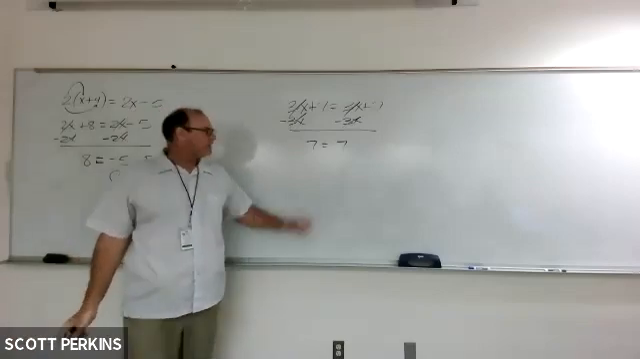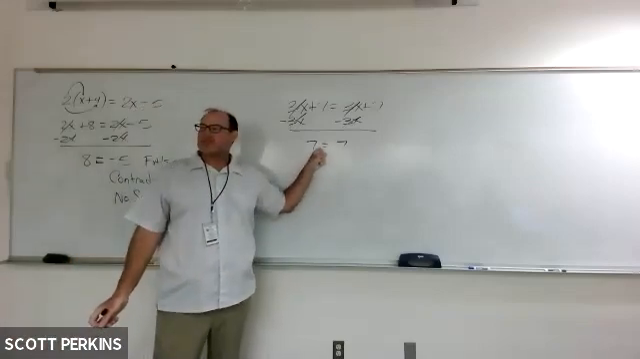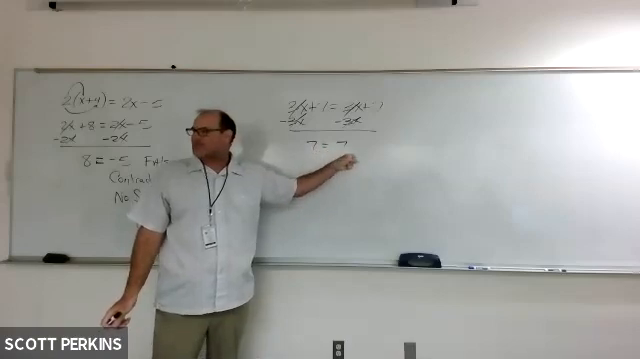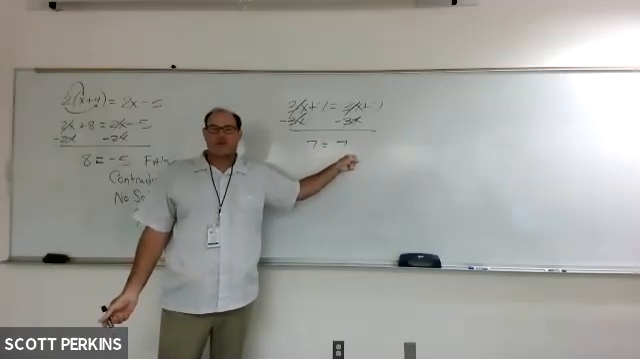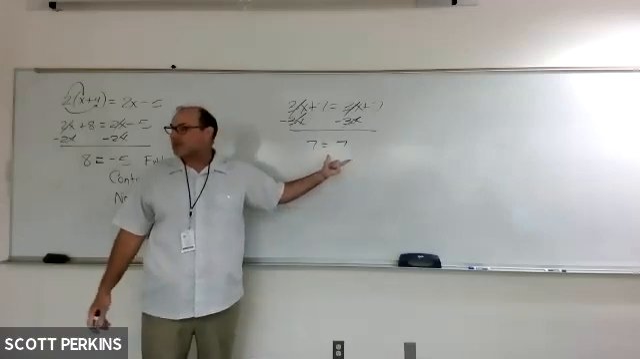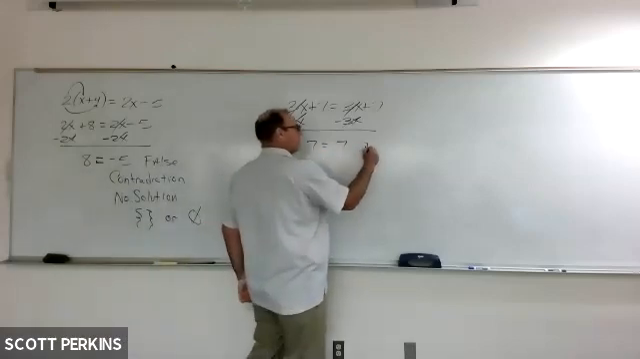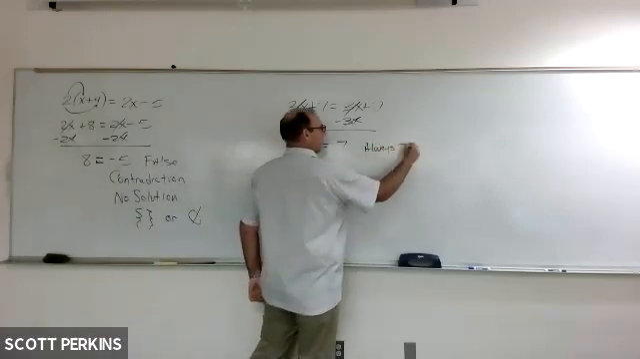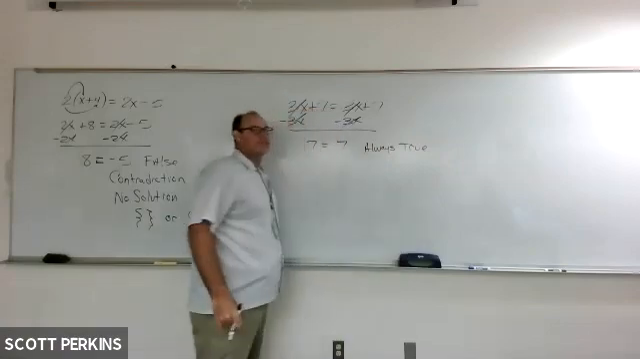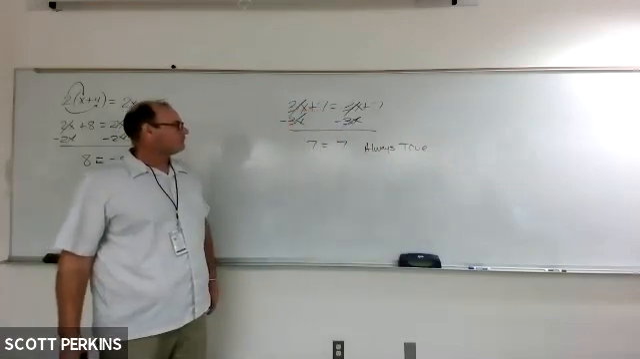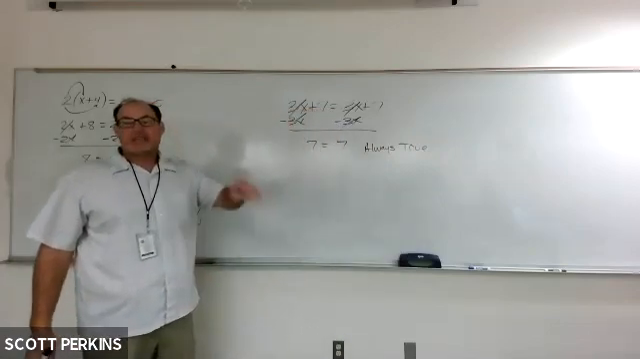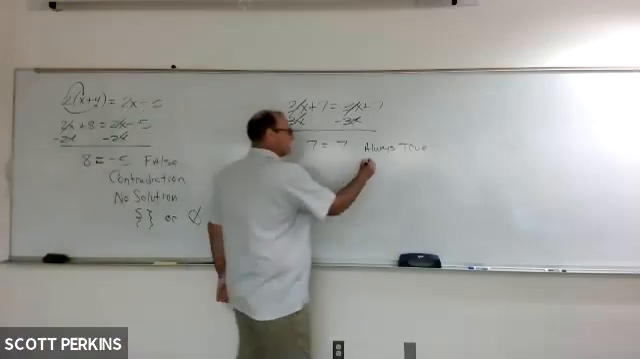This time, is this a true statement or a false statement? Is 7 equal to 7? Yeah, always, right? There's no variables. That's never going to be false. So this is always true. What is this kind of equation called? It's called an identity.